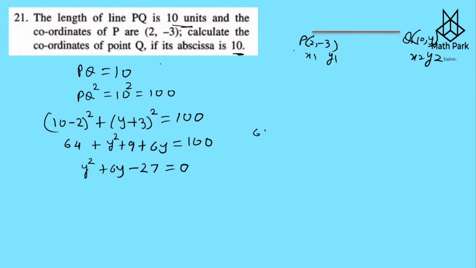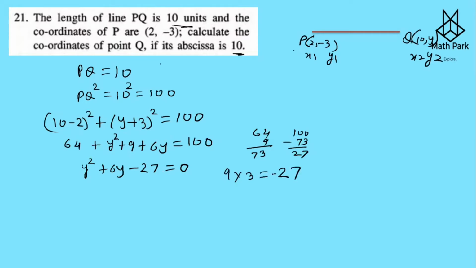Got it? So what did we do? 64 plus 9, which was 73. And when this 100 moves here, we get 73 minus 100, which we get as minus 27. Now let us factorize this 27. We need to find the factors of 27 such that the difference is 6. So we have 9 times 3 is equal to 27.